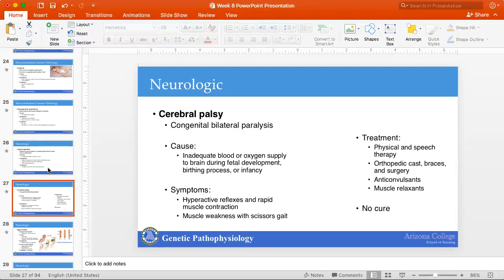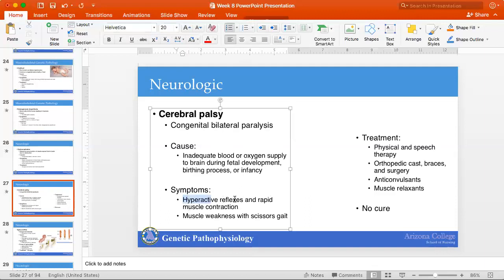Cerebral palsy, another neurological disorder. This is a congenital bilateral paralysis, and you'll see this on both sides of the body. Cause, inadequate blood or oxygen supply to the brain during fetal development, birthing process, or infancy. Symptoms, hyperactive reflexes and rapid muscle contraction. This is a common thing.